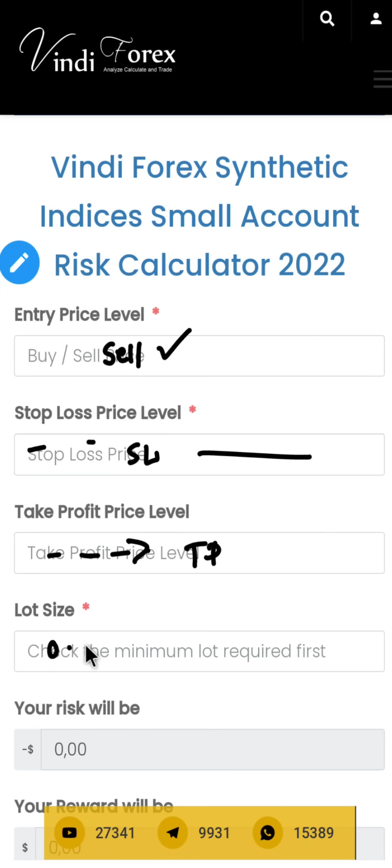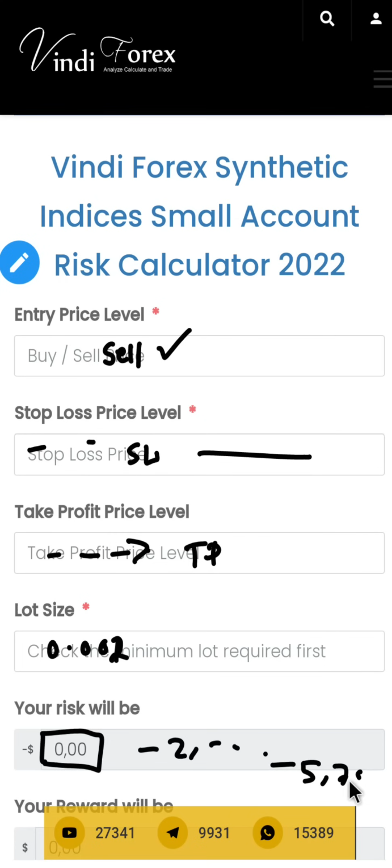All right, and then you choose the lot size, the minimum. Always go with the minimum first. Check how much this will be, and if you say that it's small, then you can go back from the minimum and increase. In this case, initially it was $2, and then we changed this to 0.002. Then we ended up with 5.7. Then we are okay with 5.7.